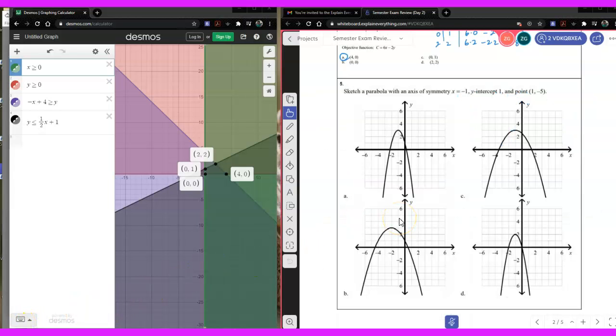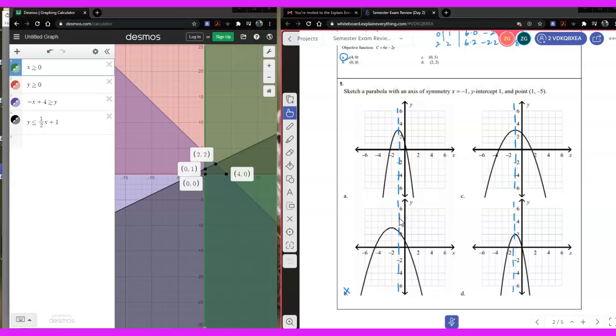Number 5 states, sketch a parabola where the axis of symmetry is -1. So -1 is the axis of symmetry. That tells you the answer is not going to be answer B. Answer C maybe, kind of a stretch. So now it's between A, C, and B.